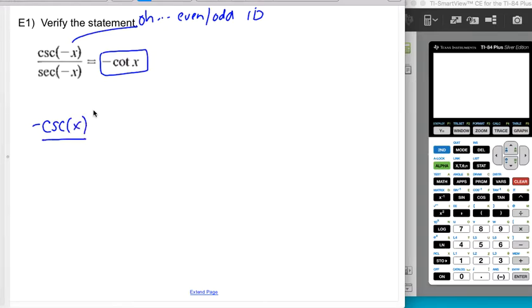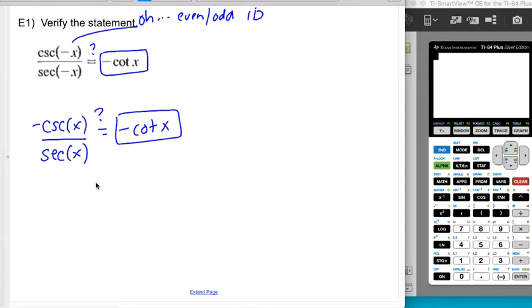And I'm going to rewrite the secant of negative x as a regular secant because secant is an even function, so it doesn't get the negative. And again, I'm trying to show that it equals a negative cotangent x because I don't know that it's equal. That's my job. So I'm kind of at an impasse here.